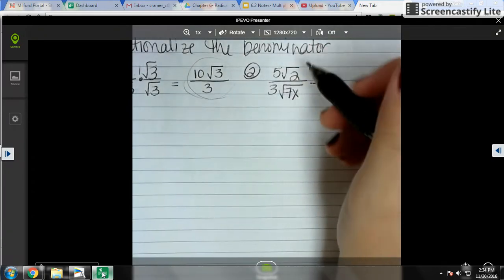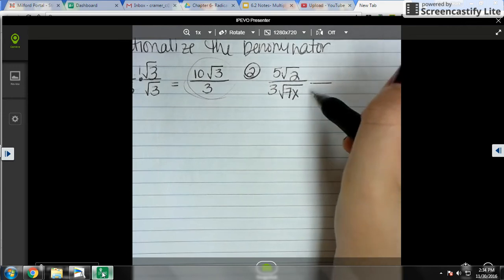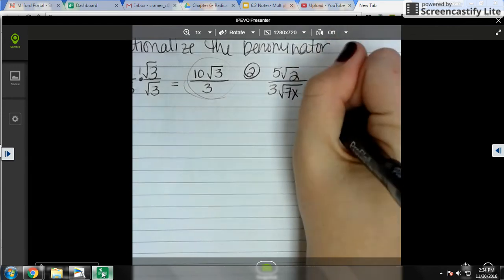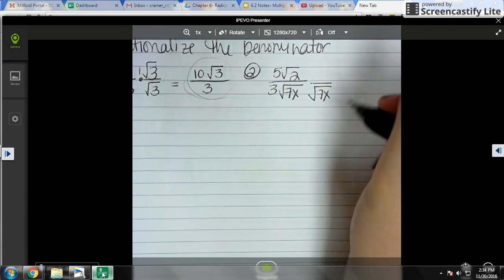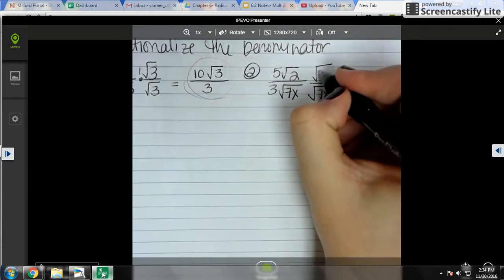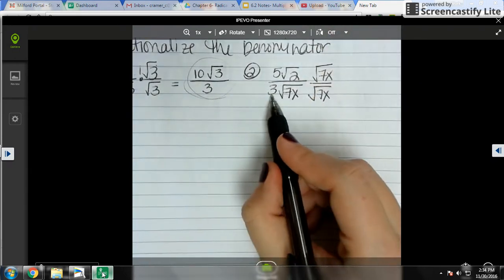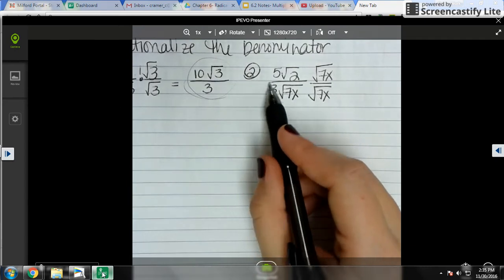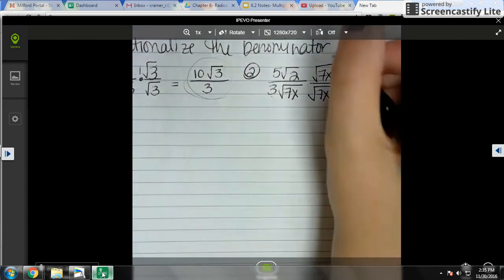Thank you. So here we need to multiply radical 7x by itself. So instead of square rooting, we need to square it. If we do that on the bottom, we have to do it on the top. Now notice I didn't include that 3. That 3 is fine. It's not a radical, so we can just leave that there.